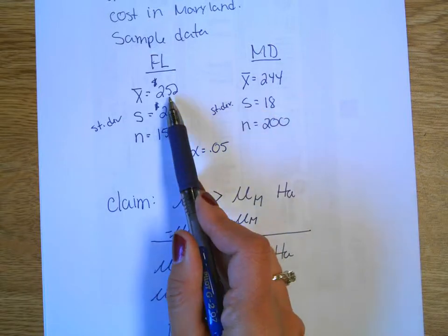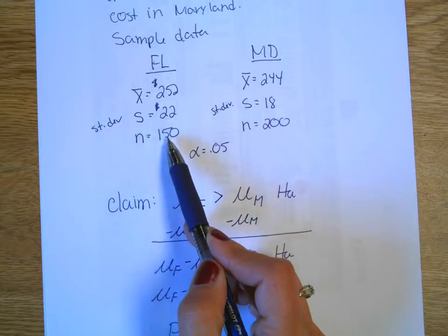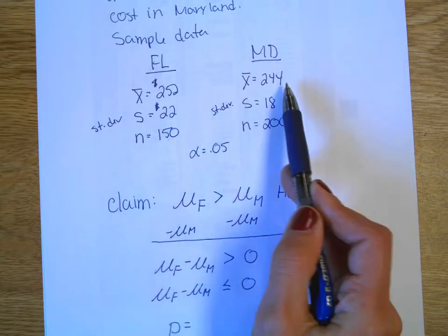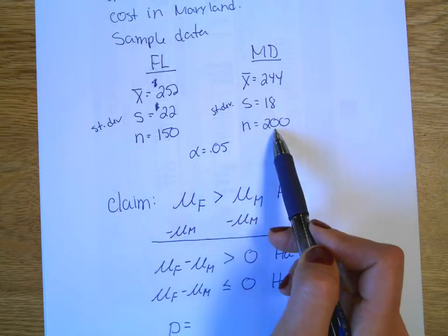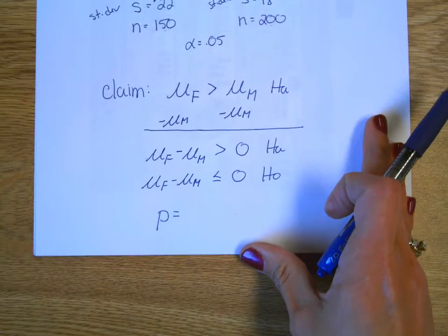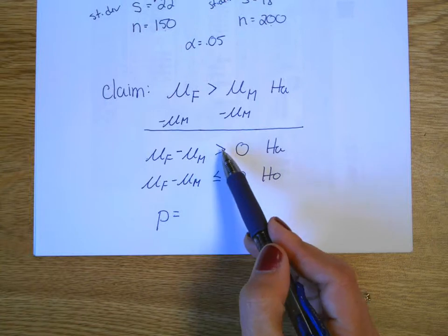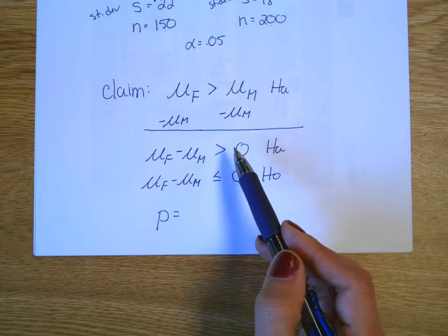X bar 1, I'm back to Florida's mean. N1, 150. Over to X bar 2, 244. N2 is 200. And same thing as before, we want the Ha sign. The Ha sign is pointing to the right, so I want the symbol that's pointing to the right, which is the farthest one over to the right. Oh, I did that.